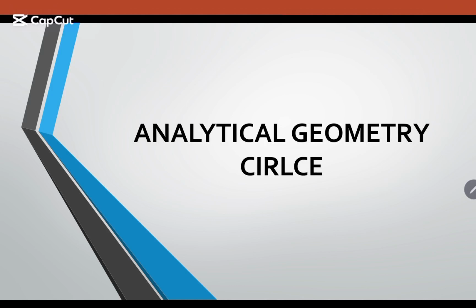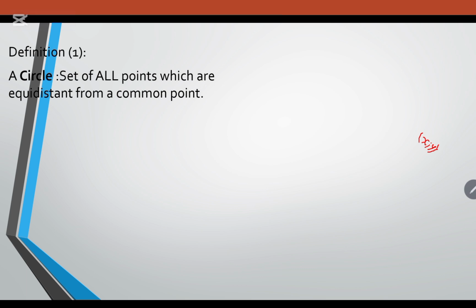We are looking at analytical geometry of grade 12 with the focus on circles. Firstly, we look at the definition of a circle. A circle is a set of all points which are equidistant from a common point.